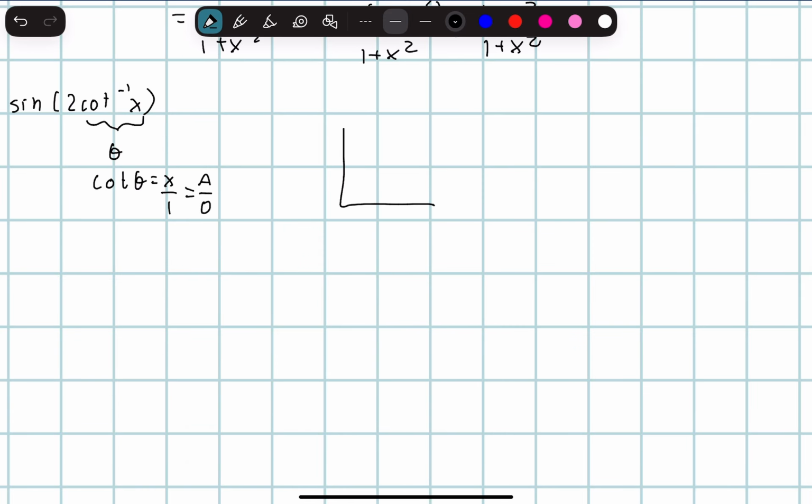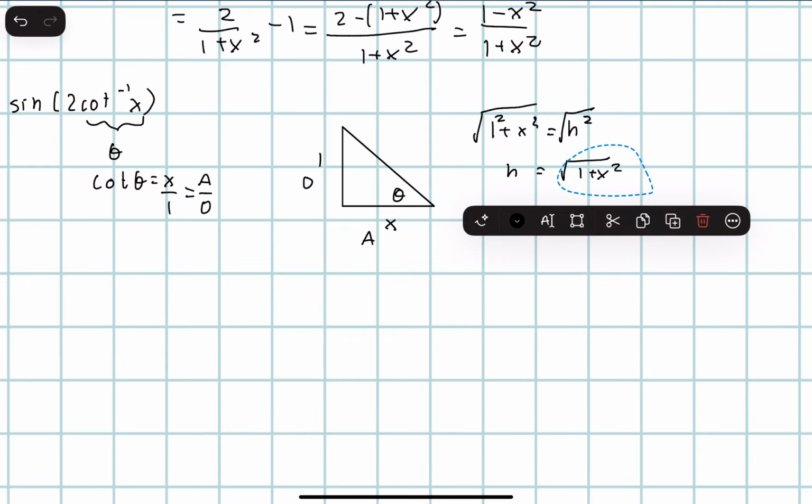So therefore we can make a little triangle right here. That's going to be theta, and the opposite side is going to be 1, and the adjacent side is going to be x. Now you want to find the hypotenuse. So 1 squared plus x squared is equal to the hypotenuse squared. You take the square root of both sides, and the hypotenuse is equal to the square root of 1 plus x squared. Great.